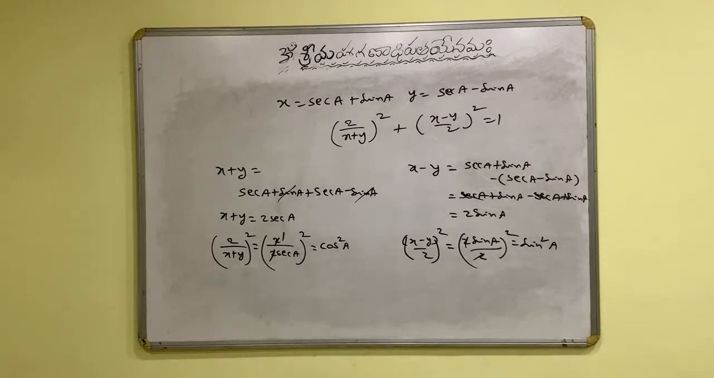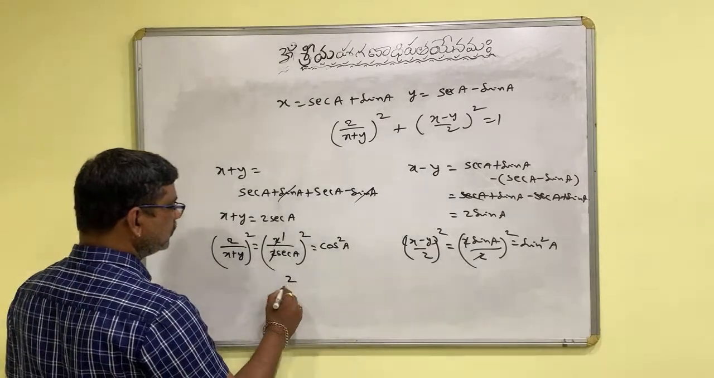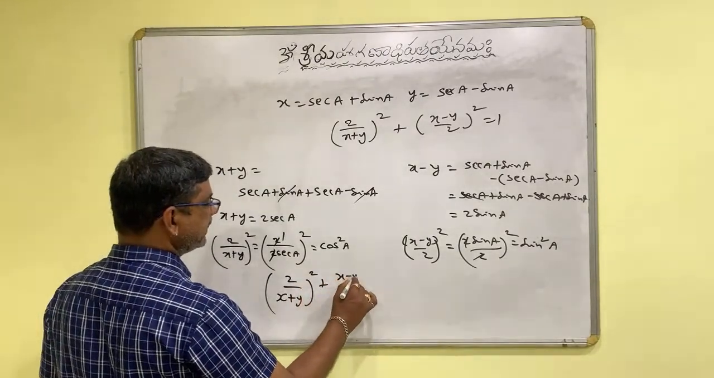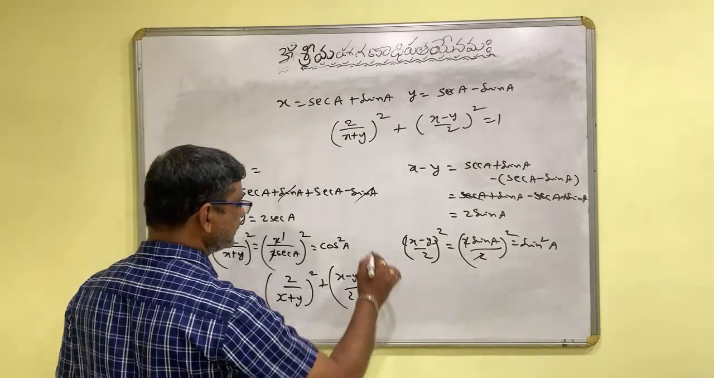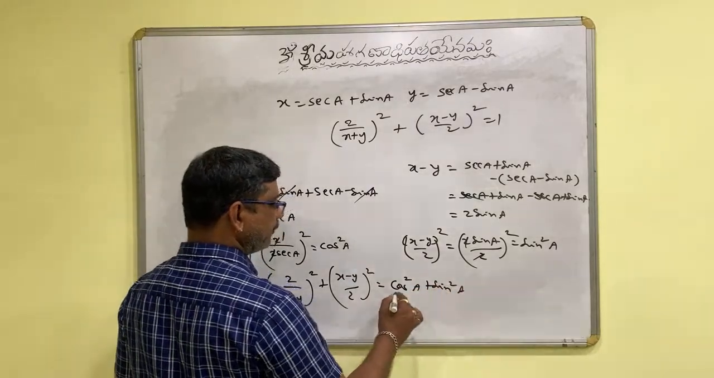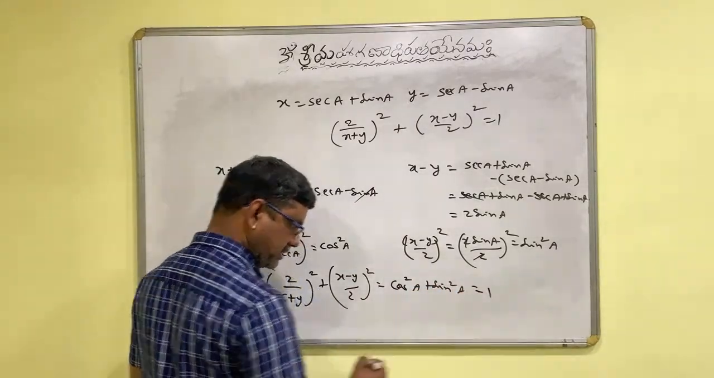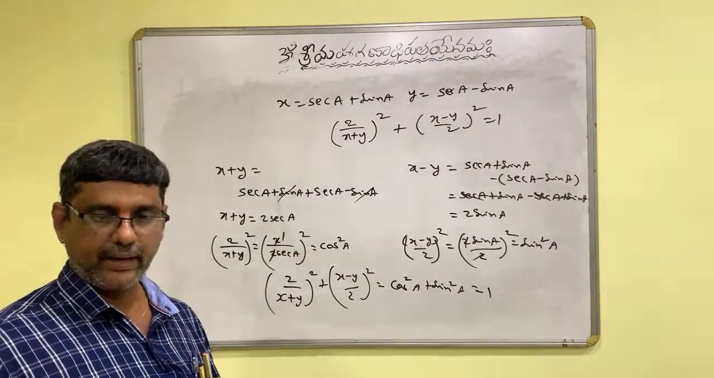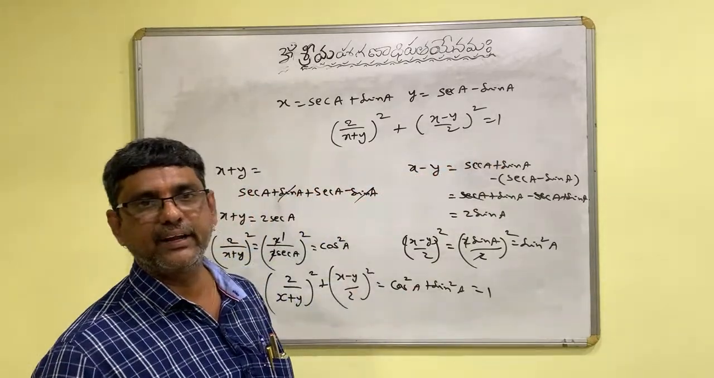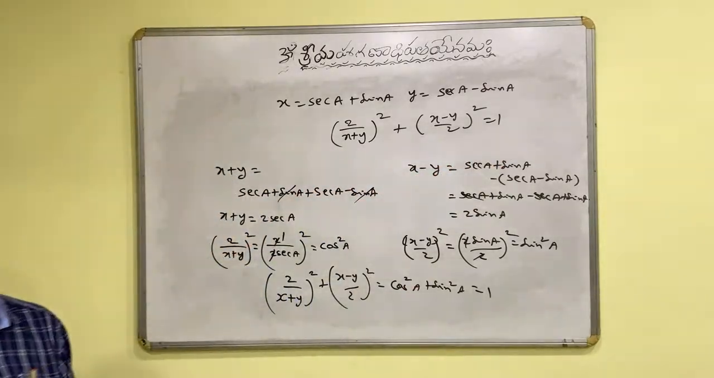What is the meaning of that one, Jeremy? What is the meaning of that one? Just we need to add both. 2 by x plus y whole square plus x minus y by 2 whole square, which is cos square A plus sin square A. And we know that cos square A plus sin square A is 1. And the answer we need to prove is 1. So the problem is done.